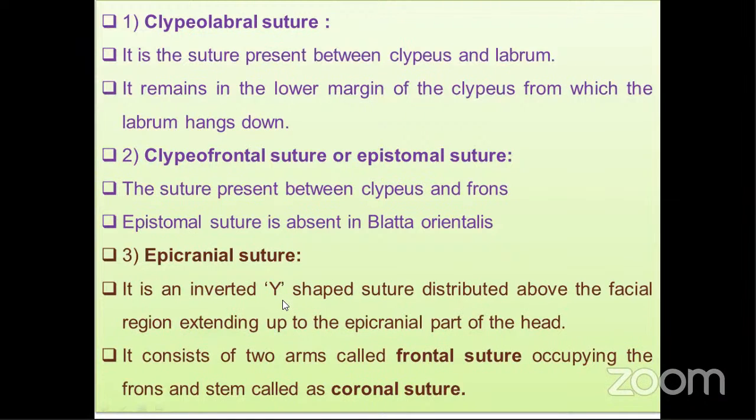In ICAR examinations they will ask this type of question only. Because in 2020 the corona was everywhere, they may ask this type of bit also. The stem we call the coronal suture.